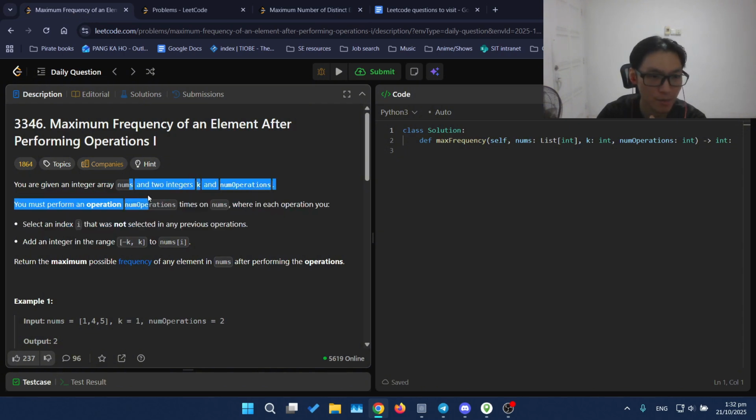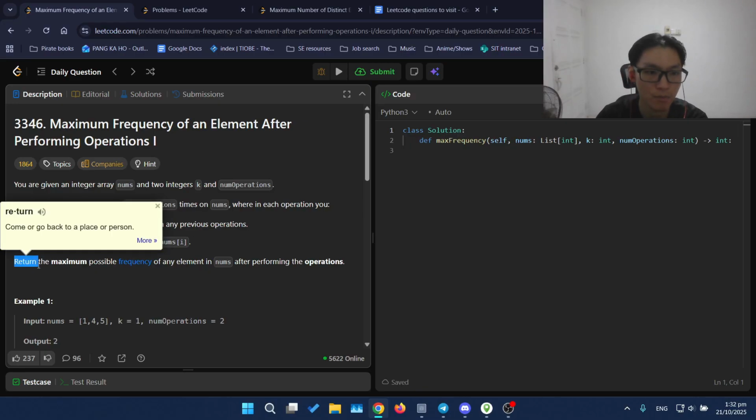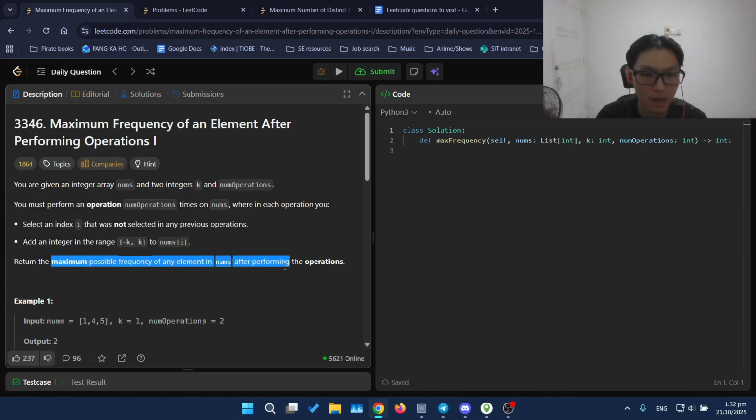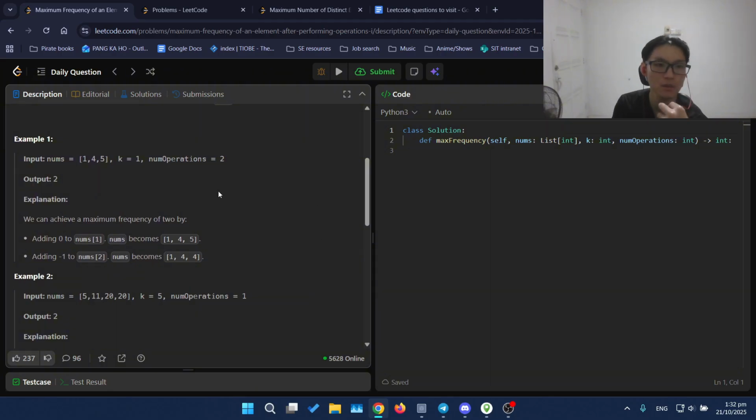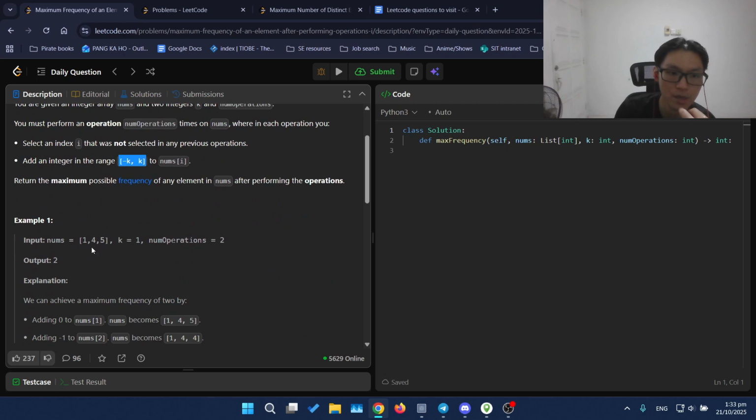You're given an integer array, and you must perform an operation this many times, and in each operation we select an index that was not already selected, and we add a number in the range, and want to return the maximum possible frequency of any element after performing the operations. So let's take a look at an example. Input nums, you have two operations, and you can add -1 and +1 to any number in this range. The maximum frequency that you can obtain is 2.